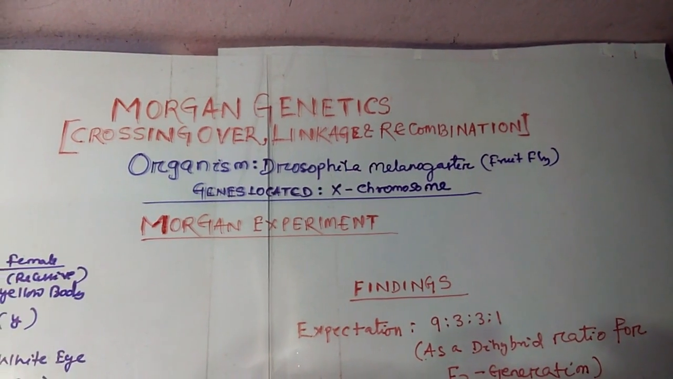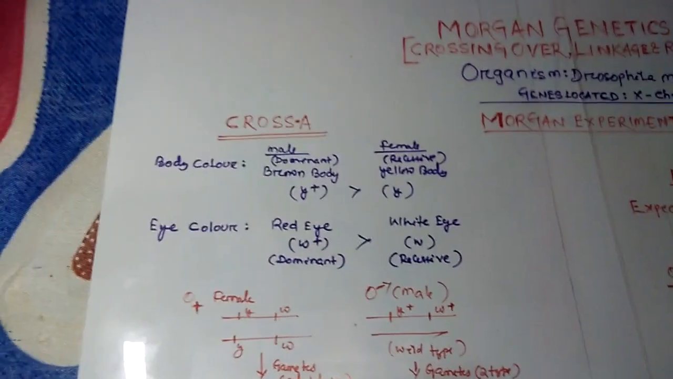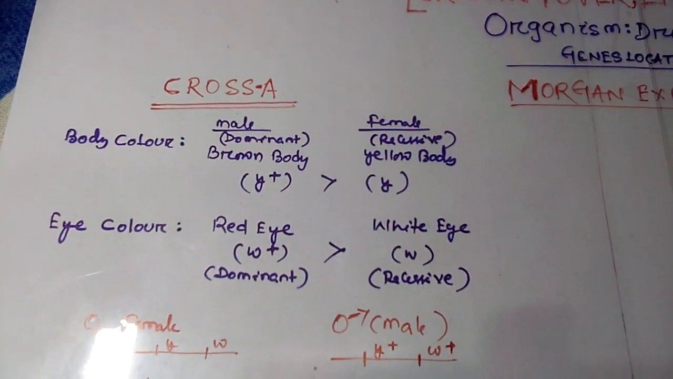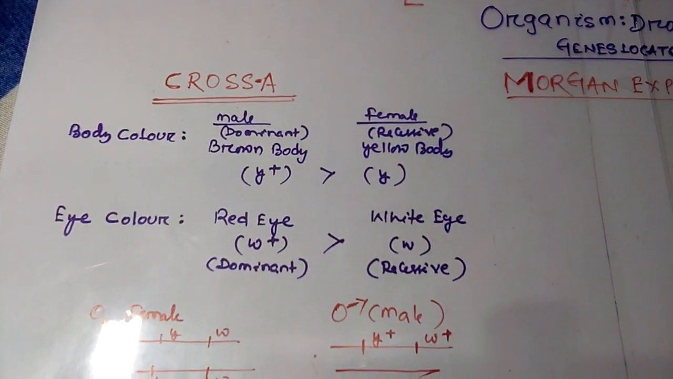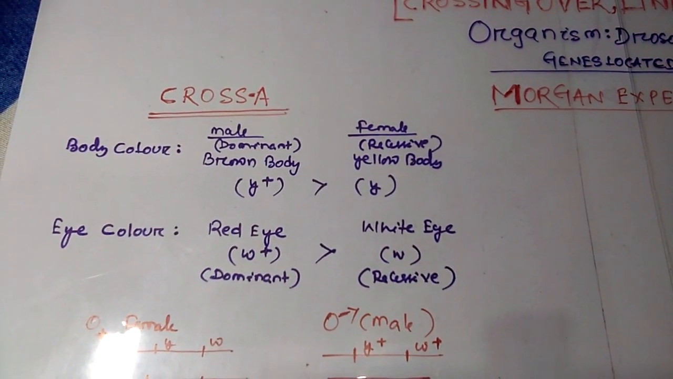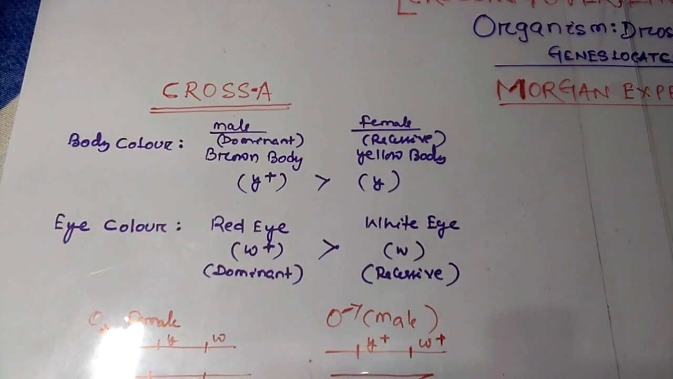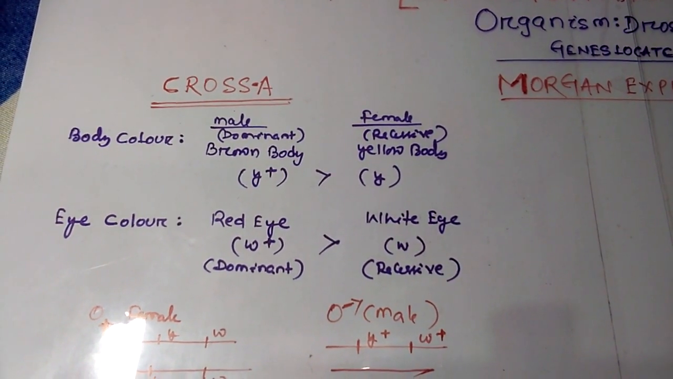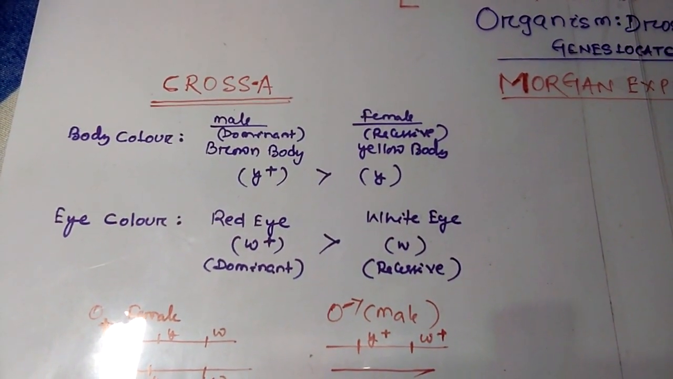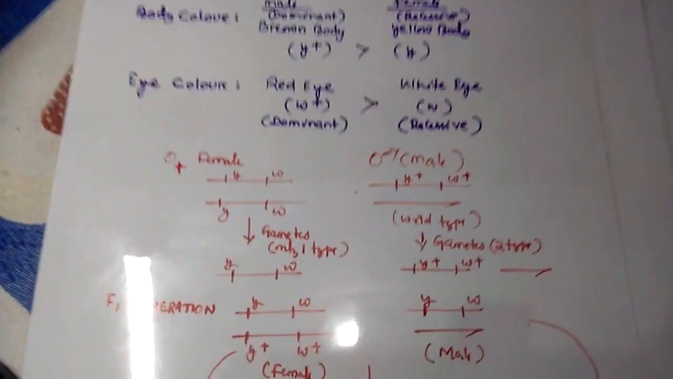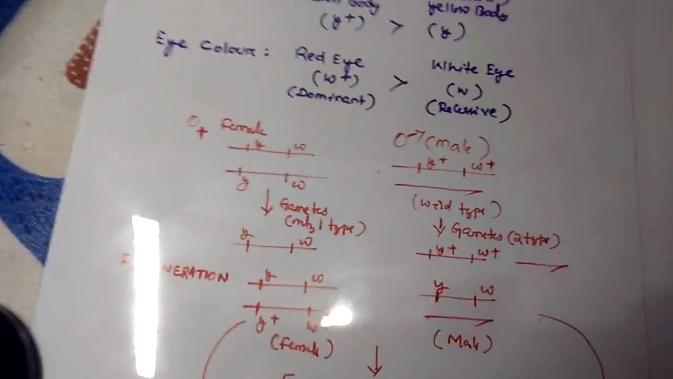So what is the experiment he did? Morgan's experiment, we can see it. You see here, this is one type of cross he has done. He has taken male Drosophila and female Drosophila. In body color you can see the brown body, which is given as Y plus, and y is the yellow body of the female, and for eye color, red eye is dominant over the white eye.